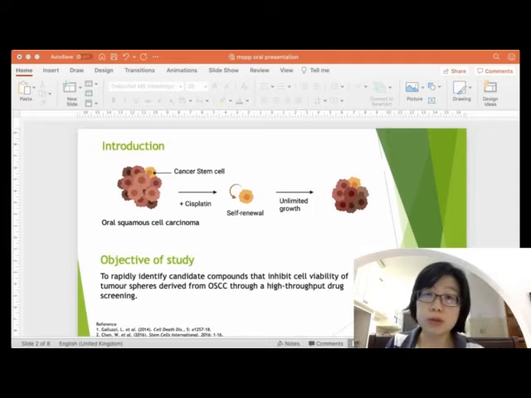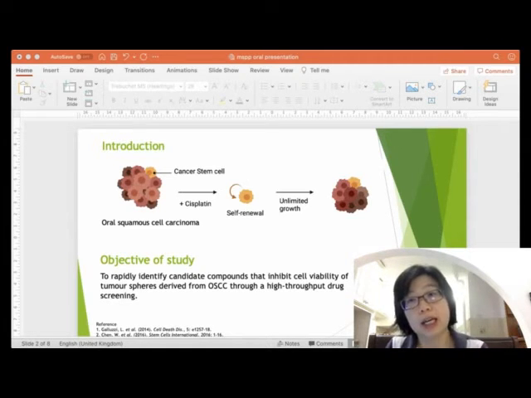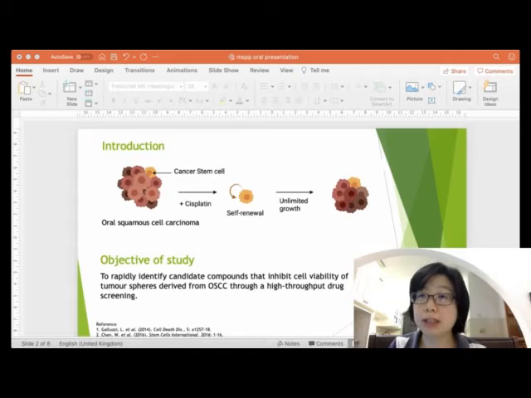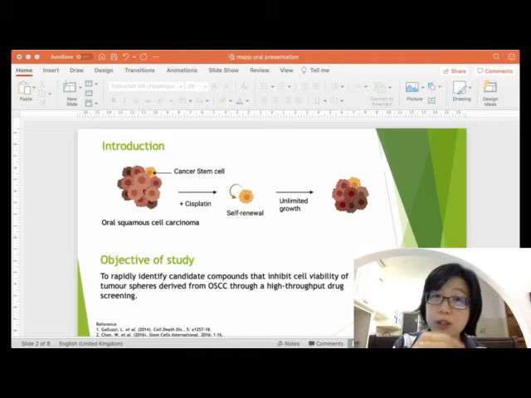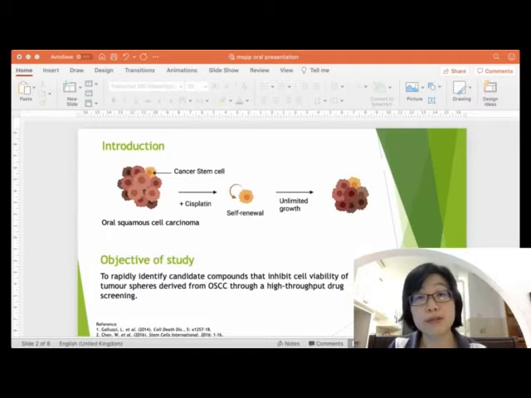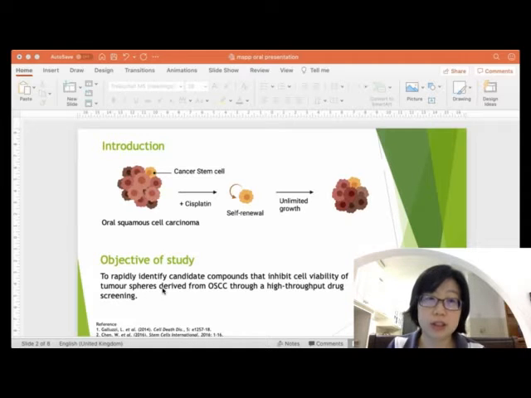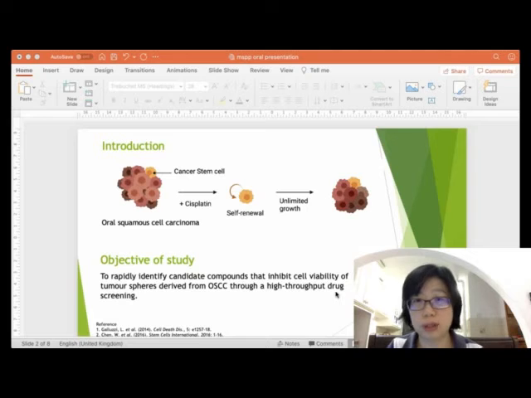We also know that there are not many new drugs available to treat oral cancer. Therefore, testing existing approved drugs could provide a faster route in implementing effective candidates into clinical trials. Therefore, in this study, we aim to rapidly identify candidate compounds that can inhibit the cell viability of tumor spheres derived from OSCC through a high throughput drug screening process.